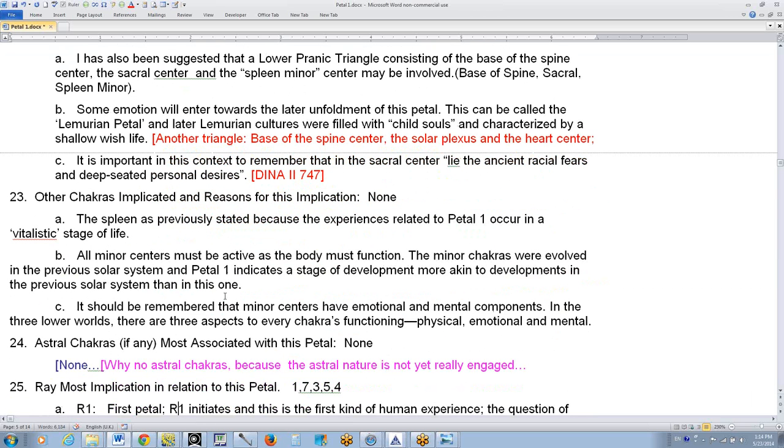The spleen, as previously stated, I think maybe I'm going to stop adjusting this. I don't think there's much profit in it. I'll just let it go as it is. The spleen is previously stated because the experiences related to Petal 1 occur in a vitalistic stage of life. Prana is the main thing. All minor centers must be active as the body must function, and the minor chakras were evolved in the previous solar system, we're told, and Petal 1 indicates a stage of development more akin to developments in the previous solar system than this one. That makes sense.